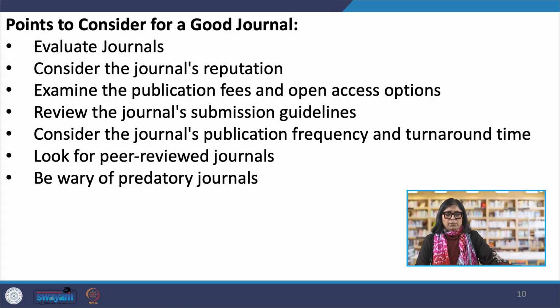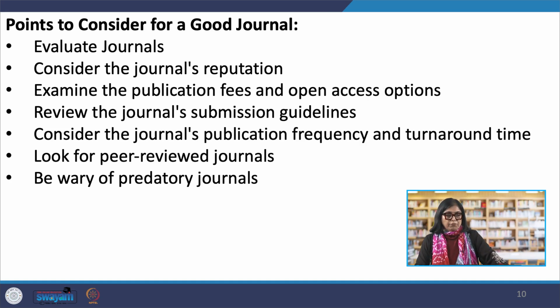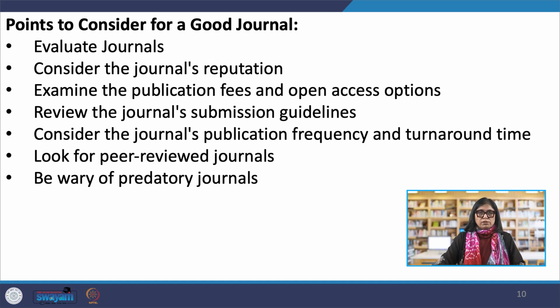Evaluate journals. Check the journal's aim and scope. Does it align with your research area and the type of article you are writing? Consider the journal's reputation. Look at its impact factor, editorial board, and affiliation. These are the things that you have to observe. Examine the publication fees and open access options. Understand the cost associated with publishing in the journal. That is again very important.